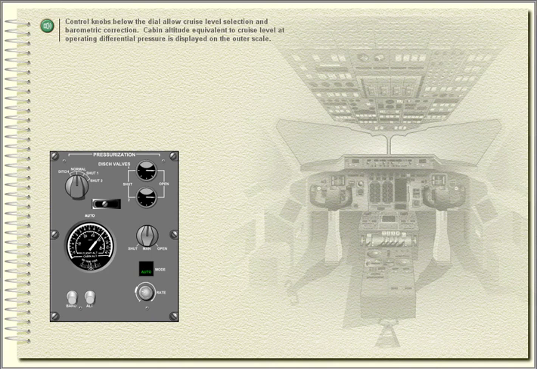Control knobs below the dial allow cruise level selection and barometric correction. Cabin altitude, equivalent to cruise level at operating differential pressure, is displayed on the outer scale. Cabin rate of climb to the selected cabin altitude is controlled by the rate knob. A detent on the rate knob provides a normal operating climb and descent rate.